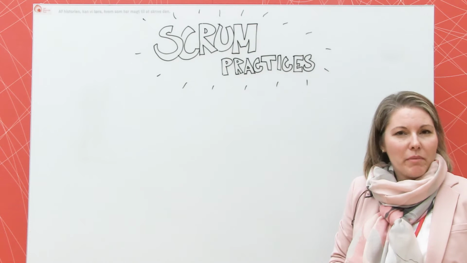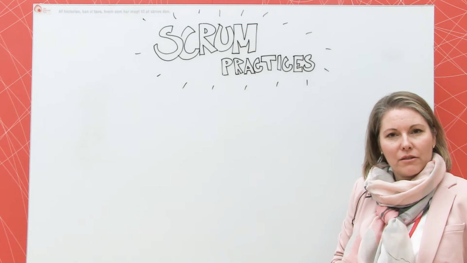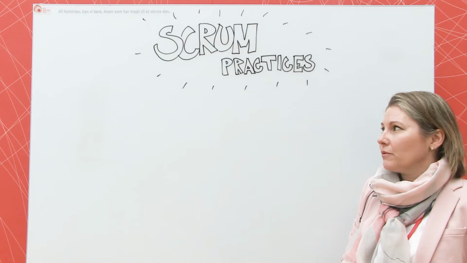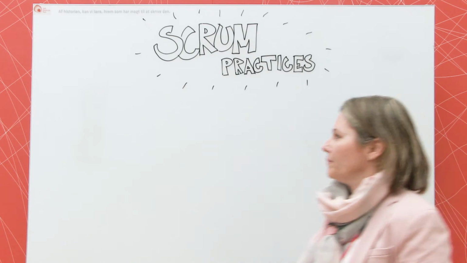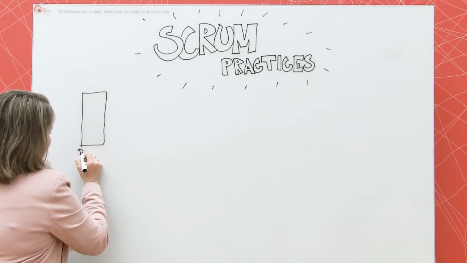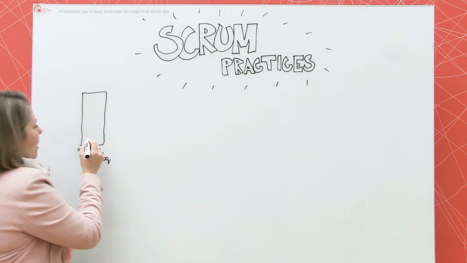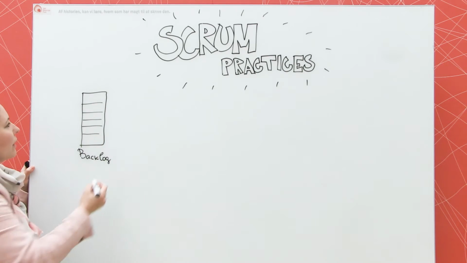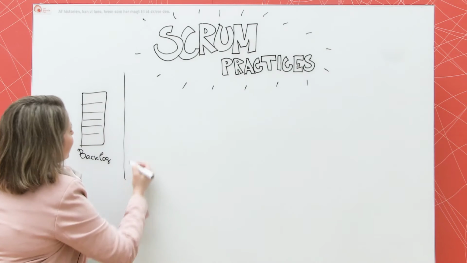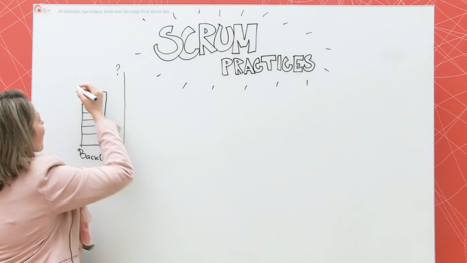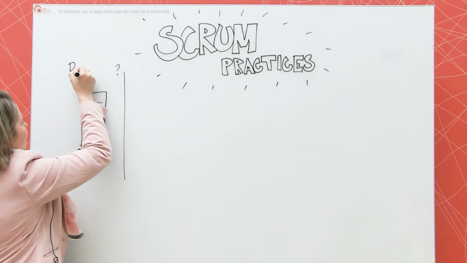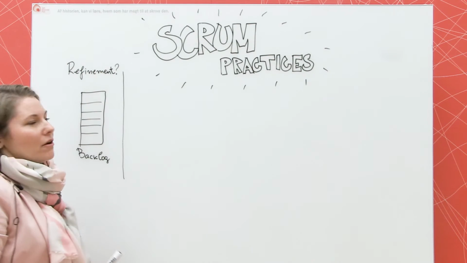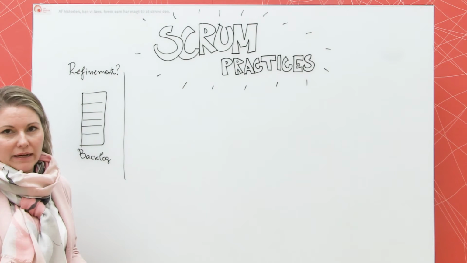Today I will talk about the 4 Scrum practices from the Scrum Guide, and let's anticipate that we already have a backlog. Backlog collects all the requirements for the product, and in another session we are going to talk about the refinement process. So let's start first with the sprint planning.